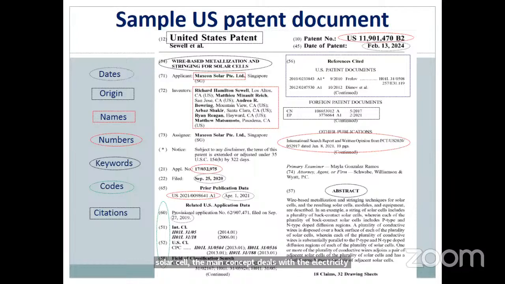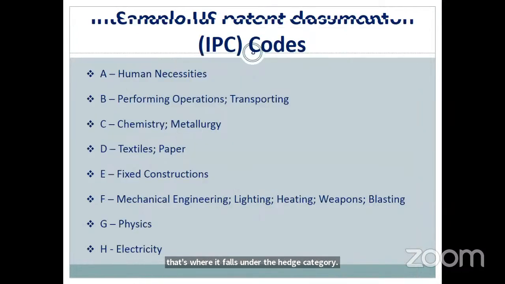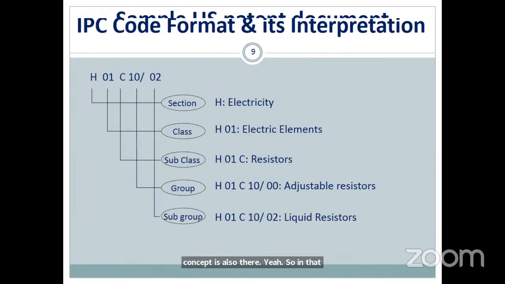Sometimes it may fall in H as well as in B. If it was a solar vehicle, then it can be used for transportation also. So electricity is there, and then the transportation concept is also there. In that case, it has 2 codes. But in this application, it has a single code with H, and you can see the format of this IPC code.